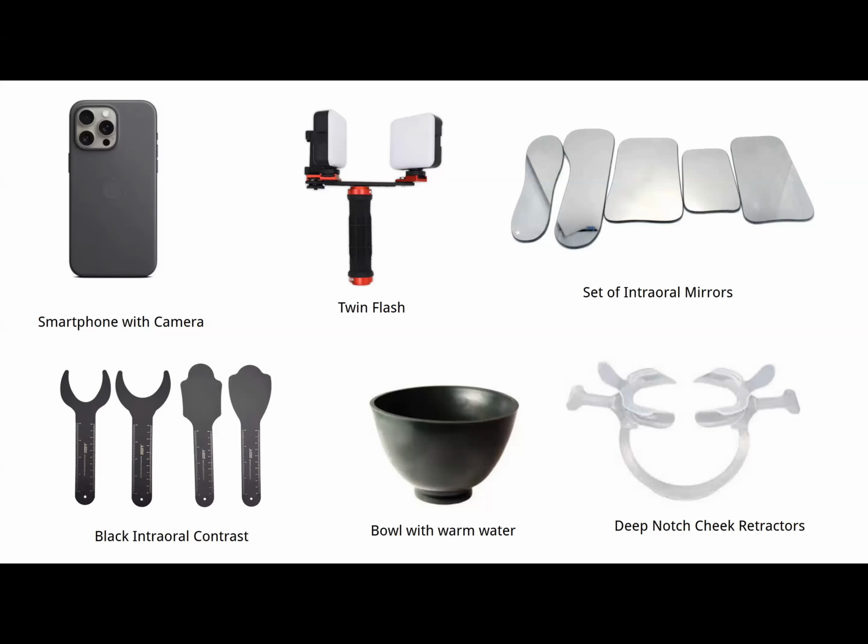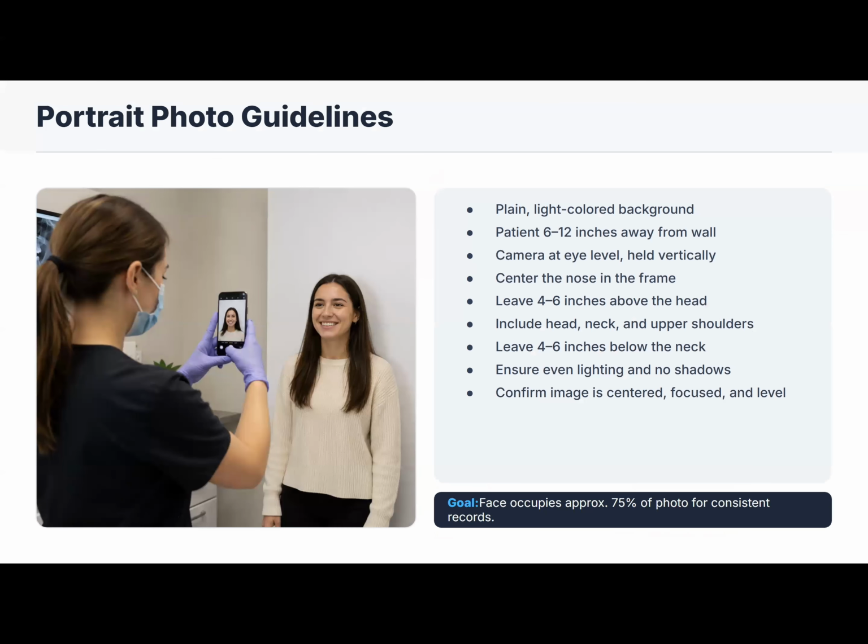I included a bowl with warm water, and that's so that we can soak the mirrors in there, so warmer mirrors don't fog that easy. So typically we have a bowl with warm water to keep the mirrors in before we put them in the mouth so they don't get fogged up when the patient breathes. And also we need a set of good retractors. I recommend the deep notch cheek retractors so that we can capture more of the posterior part of the teeth.